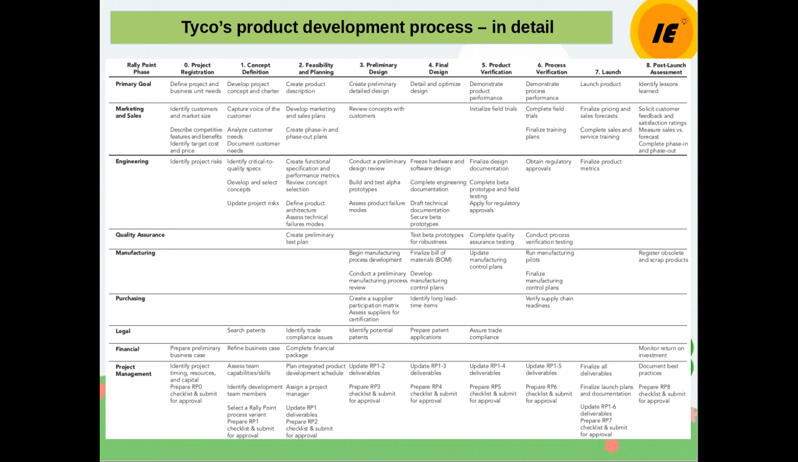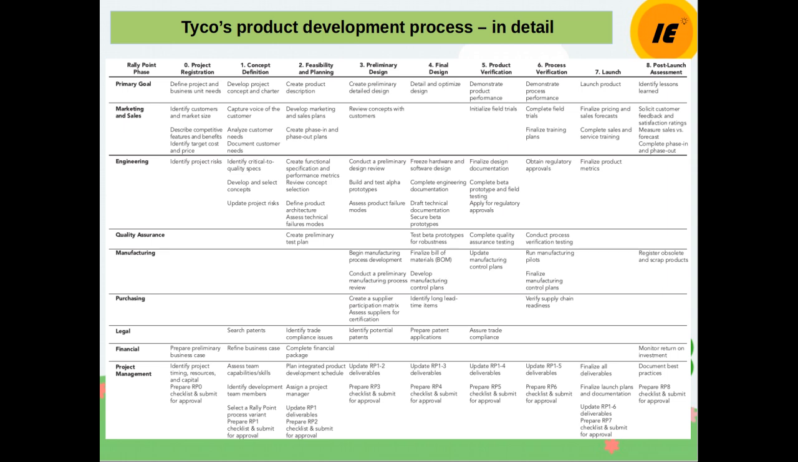Now the engineering or scientist group will do more specific tasks: create functional specifications and performance metrics, review concept selection, define product architecture, assess technical failure modes. Quality assurance becomes more viable here, so create a preliminary test plan. The legal team will identify trade compliance issues, which I don't know exactly what it is. The financial team will complete the financial package, and project management will plan the integrated product development schedule, assign a product manager, etc. Not too important for us.